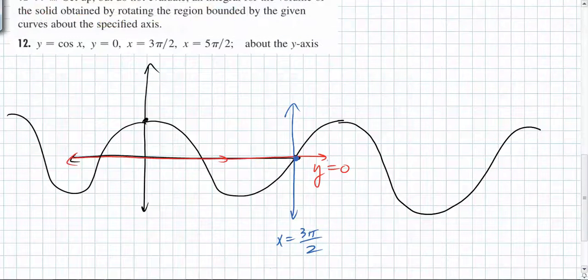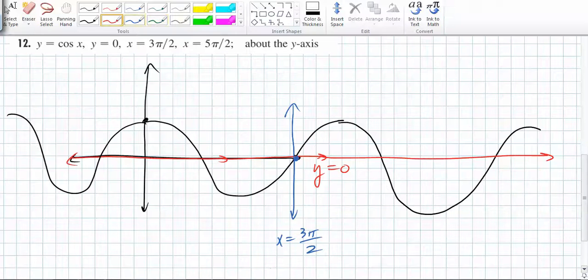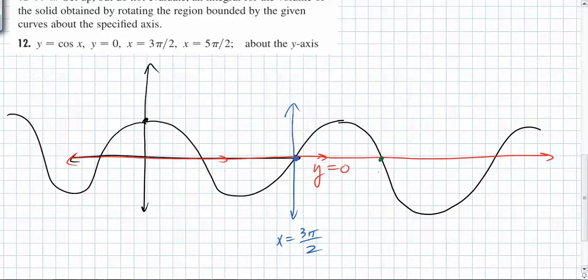I'm going to keep this color going here. So where's 5 pi over 2? The second one? After the first one. So we're talking about, is it this point right here? No. Or is it this point right here? Is it this one? You sure? 3 pi over 2.